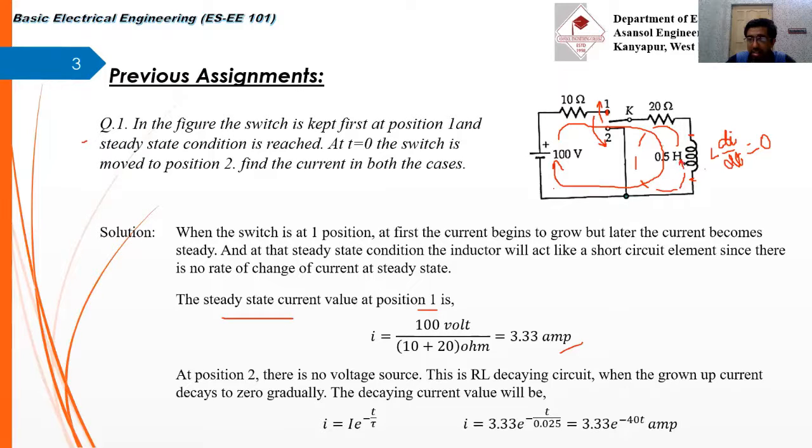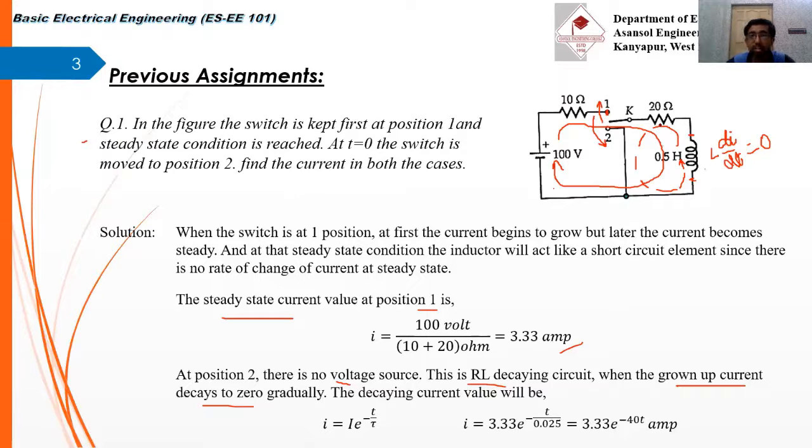This is called the RL decaying circuit. The first one, when it is moved to position 1, is called the RL charging circuit, and this is called the decaying circuit. Now in this RL decaying circuit, since there is no voltage source, the grown up current decays to 0 gradually. How? The stored energy is depleted by heat through this resistor. When current is flowing through the resistor, heat will be generated and dissipated.